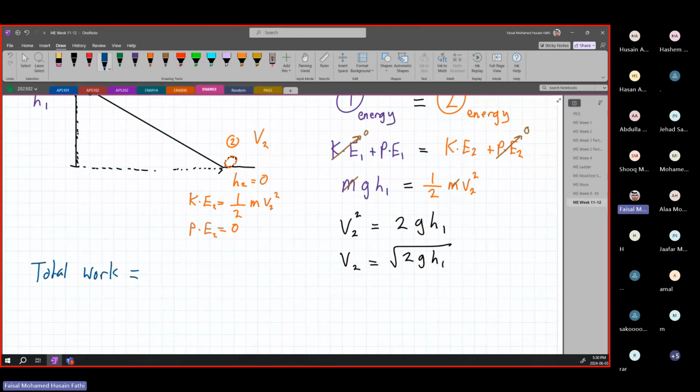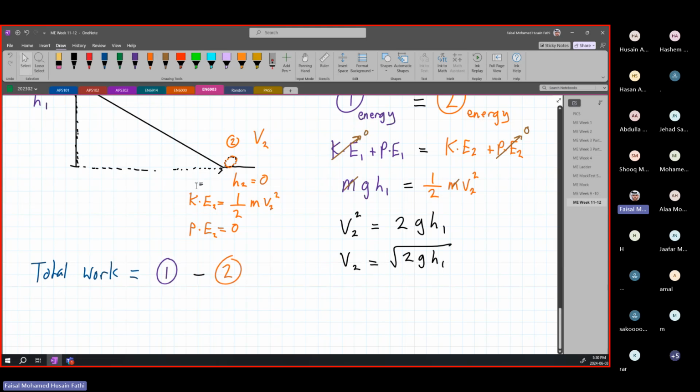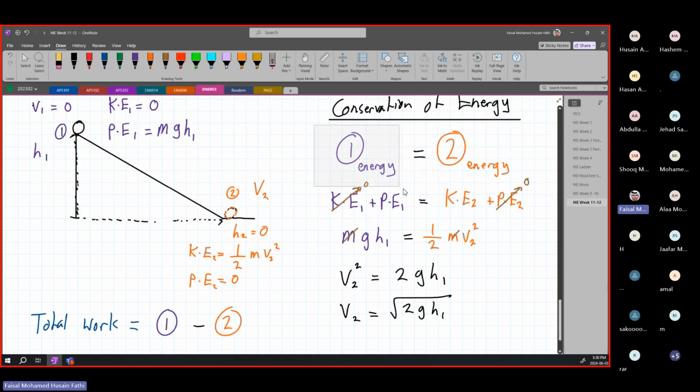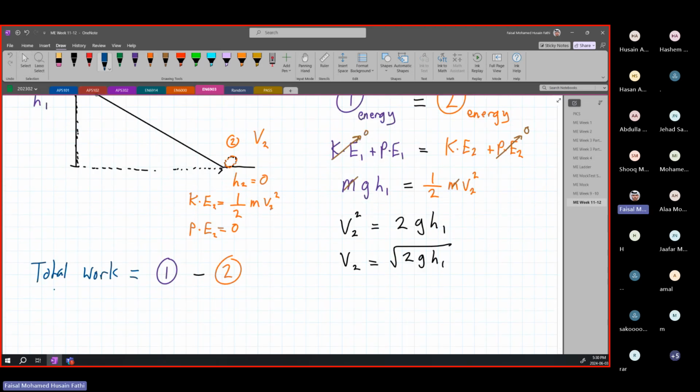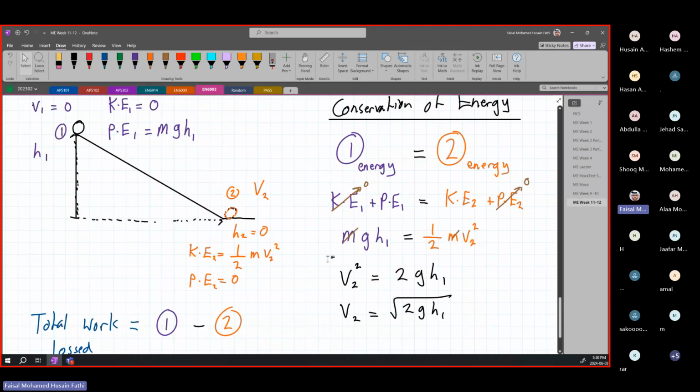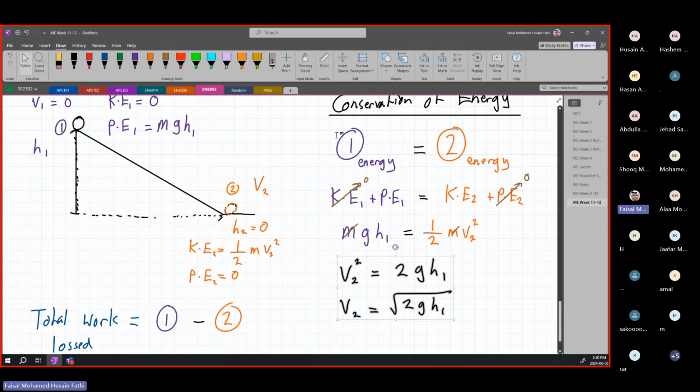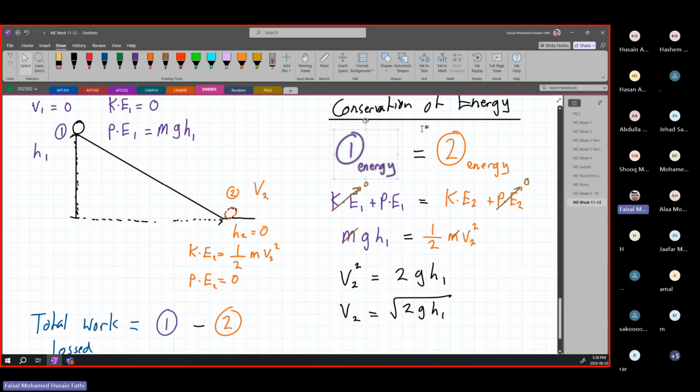is equal to our energy from phase 1 minus our energy from phase 2. All right, yani the energy that we had at the beginning that we started with minus this energy. This isn't the total work done, this is the total work lost. All right, in this case there wasn't any work loss. Why? Because we have 1 is equal to 2 in the conservation of energy.